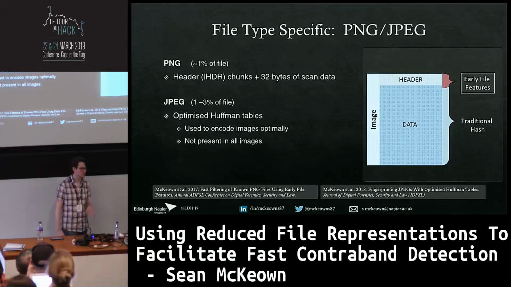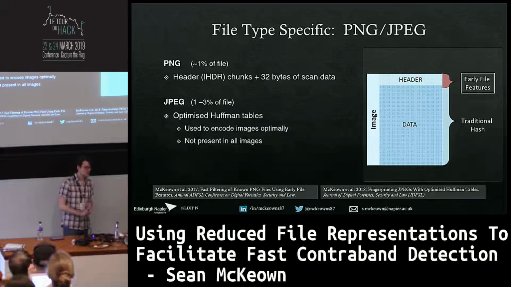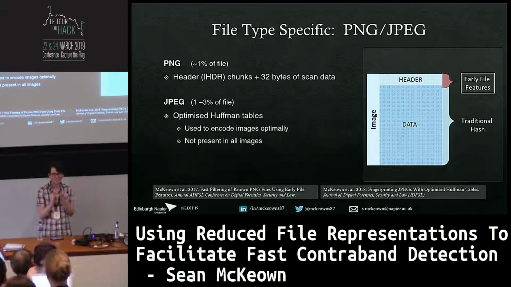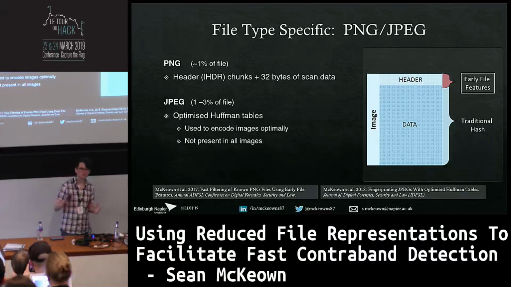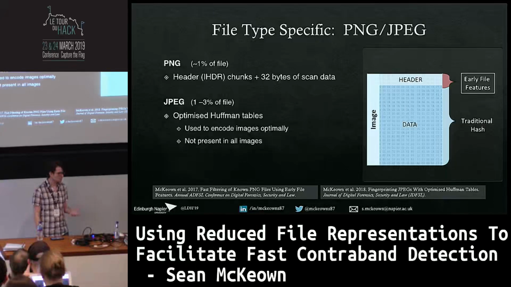So the first approach, and I'm not really going to talk about this in too much detail because there's 2 separate papers on just this slide. The PNG stuff, if you read about 1% of the file, just using some header things and a tiny, tiny sliver of the actual image data, you can actually do quite well. You can build a signature which is pretty much 99.8% unique for some scale. In JPEGs, if you read about 1 to 3% of the file, depending on the size of the file, using the optimized Huffman tables, you can actually generate pretty unique signatures again, and they're quite useful.